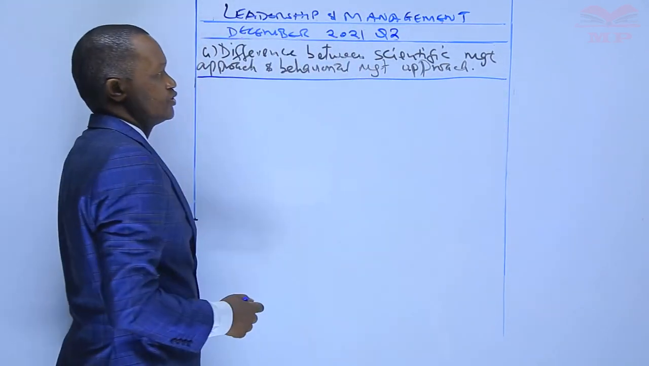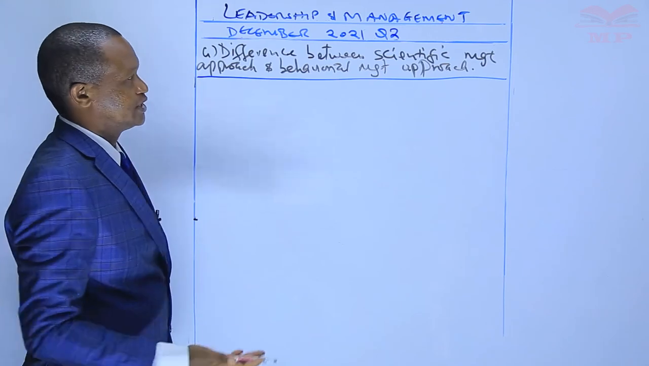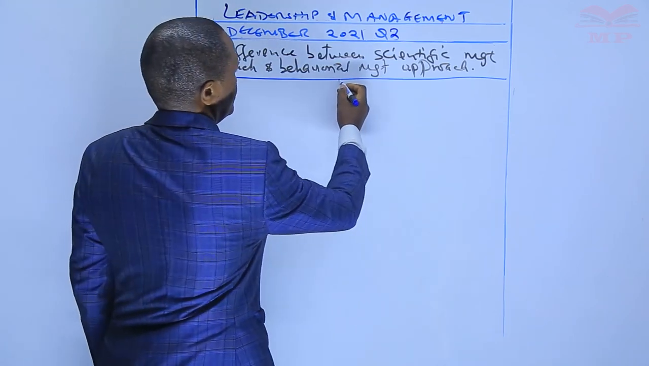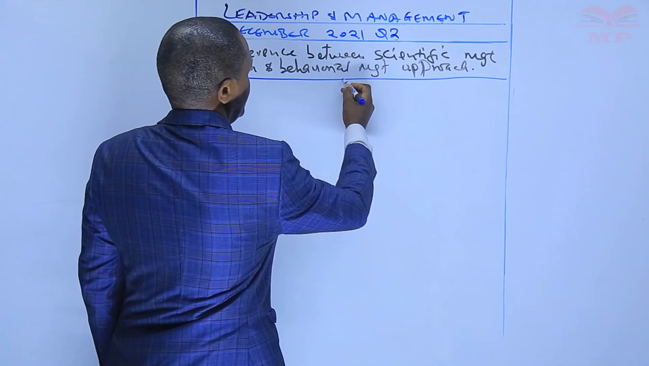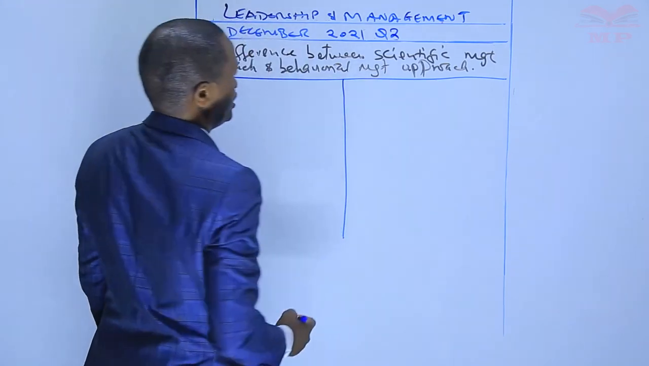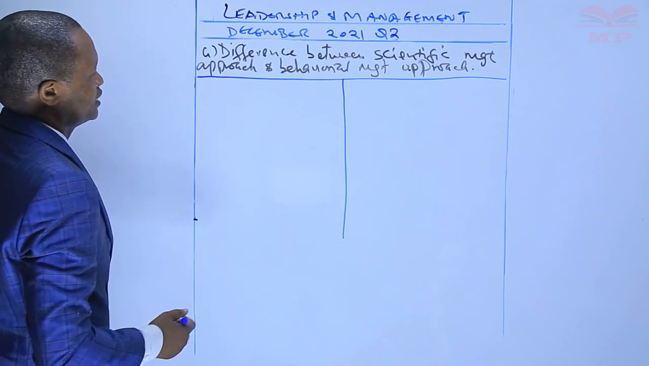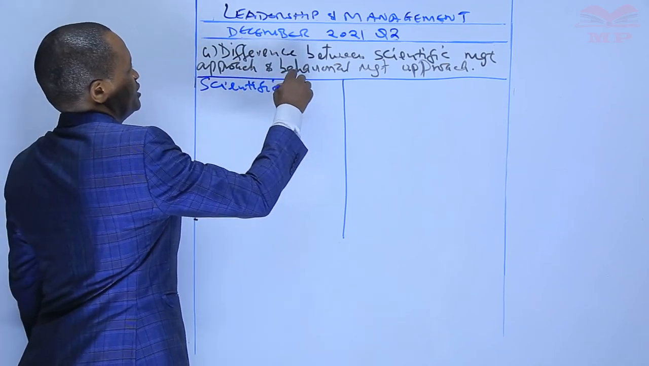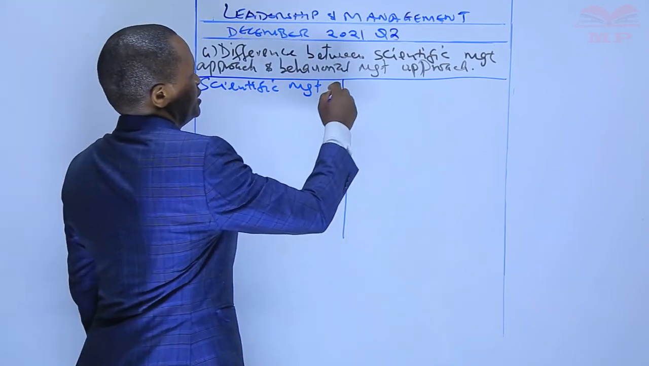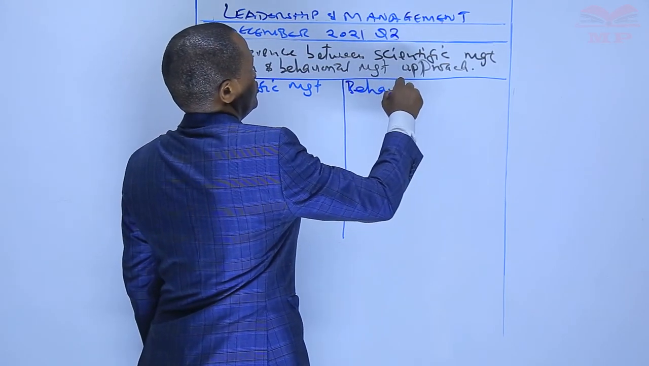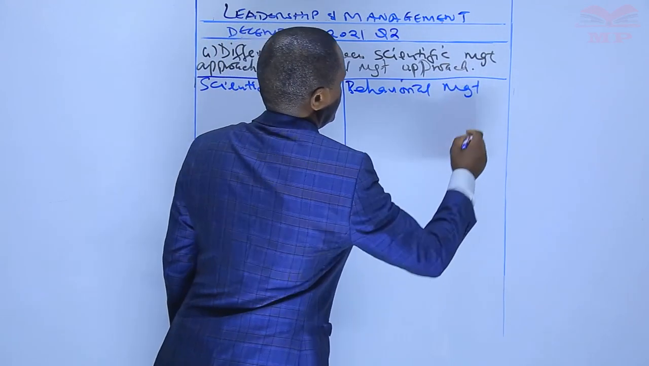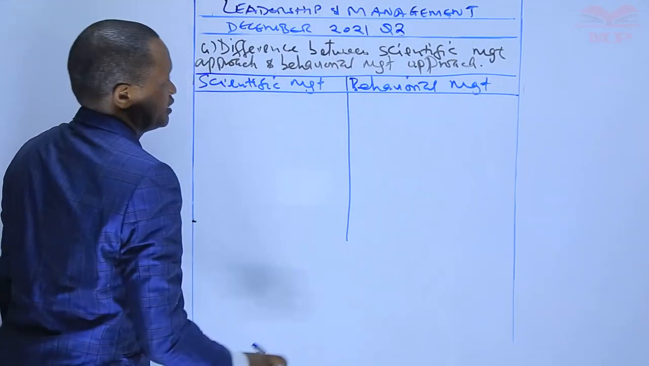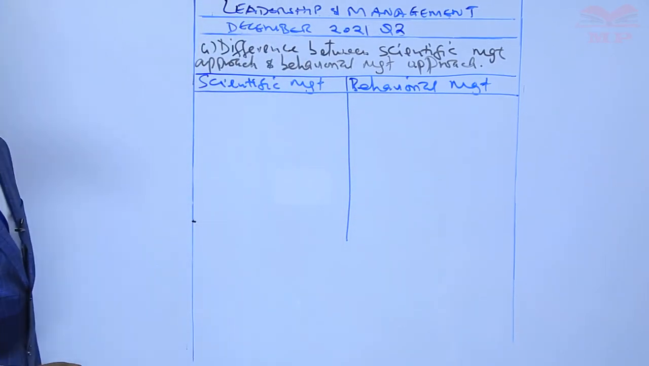Now, when faced with such a question in an exam room where you are required to differentiate two things, it's advisable you have the differences in the form of a table in columnar format, so that on one hand we're going to have the scientific management theory and on the other the behavioral management thought. Scientific, behavioral, the differences.